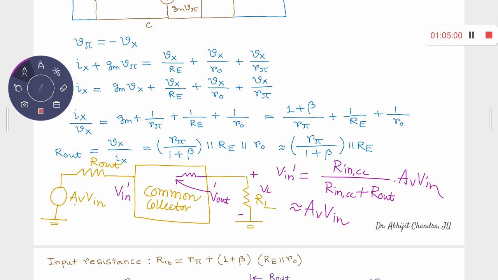Load voltage. So now this R out CC and RL are comparable. Even if you apply a voltage division law, RL by RL plus R out CC, if they are comparable, then how much? Half, 50%. At least not like 1000 times. Two times. It's not 1 by 1000, only 1 by 2.